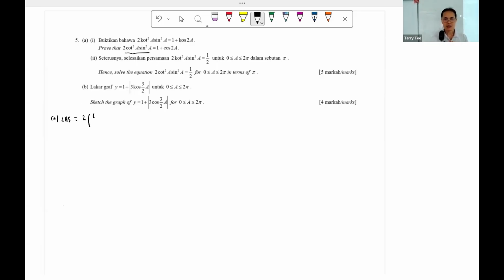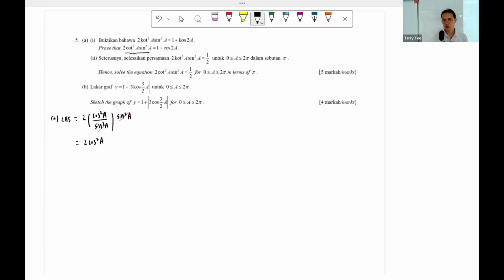Cotangent itself is cos over sine. But because there's a square, I write cos squared over sin squared. There is another sin squared A. Now, cotangent is cos over sine. There's a sine. These two we can cancel. So that gives us what? That gives us 2 cos squared A.